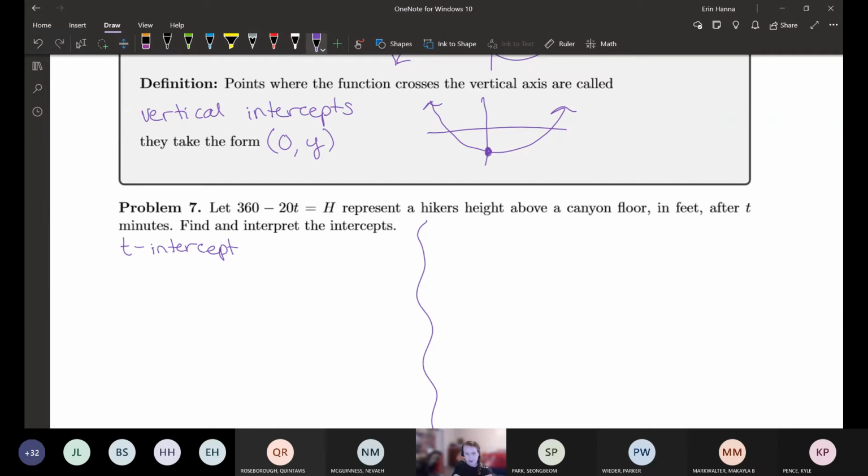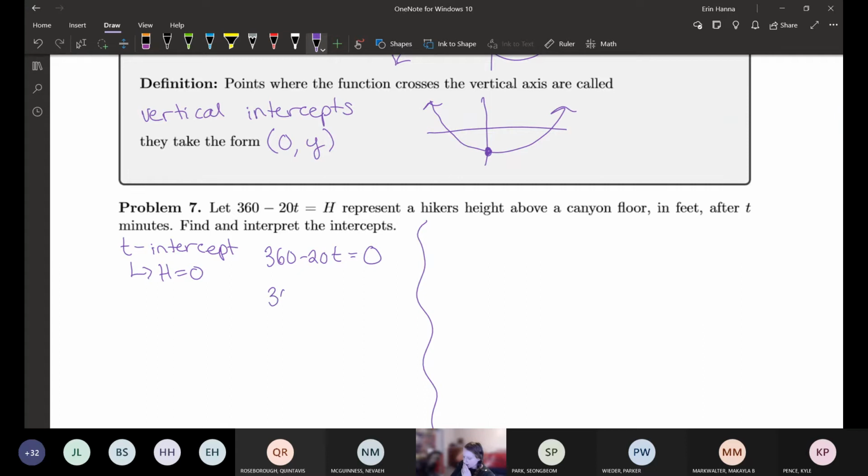Sorry, I said h and I wrote t. I want to start with the t-intercept. For the t-intercept, the nice thing about intercepts is whenever you want one of them, the other thing is 0. So if I want the t-intercept, we're going to let the h value be 0. Whichever one you want, you set the other variable equal to 0. So we take this function that we're given, and we set h equal to 0, and then we go ahead and solve for t.